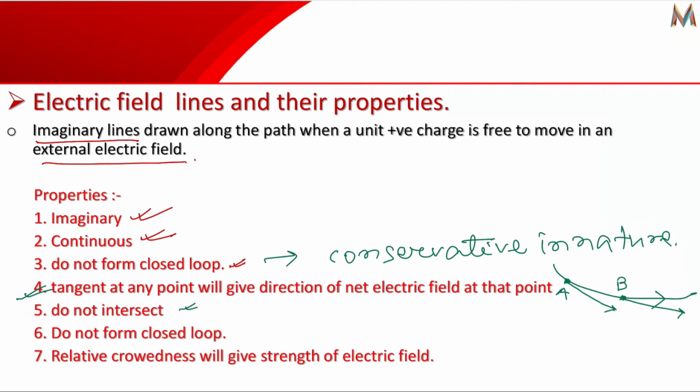And the next one is, electric field lines do not intersect. Two or more than two electric field lines will not intersect. Let this be one electric field line and this is another electric field line.